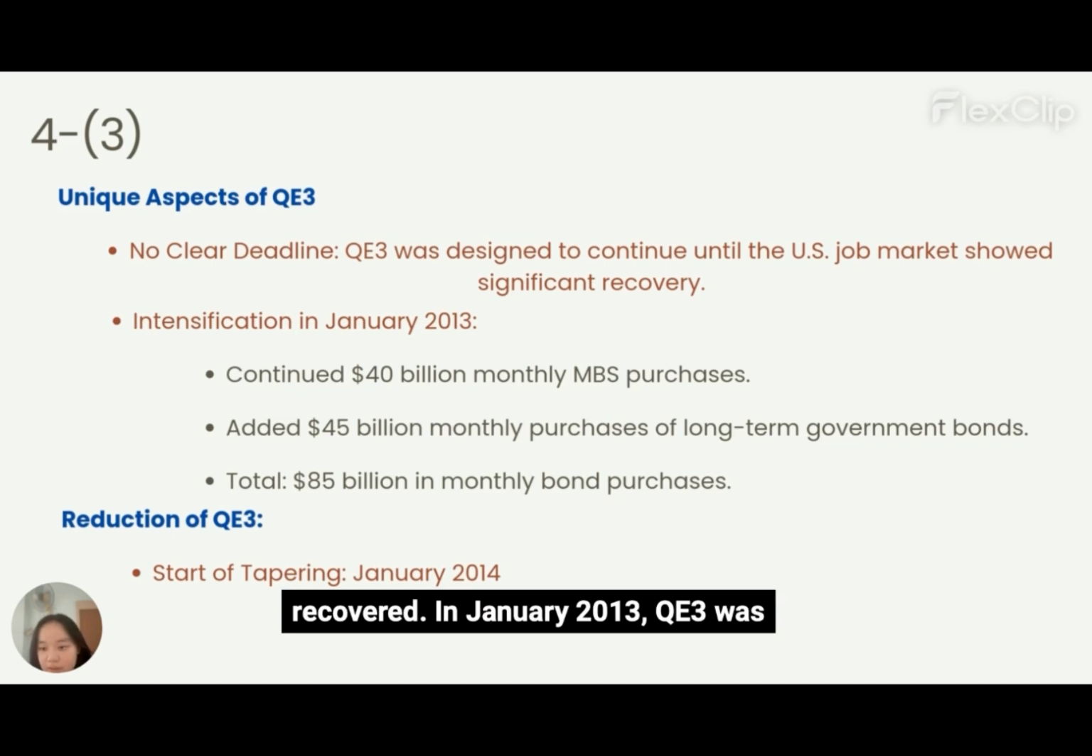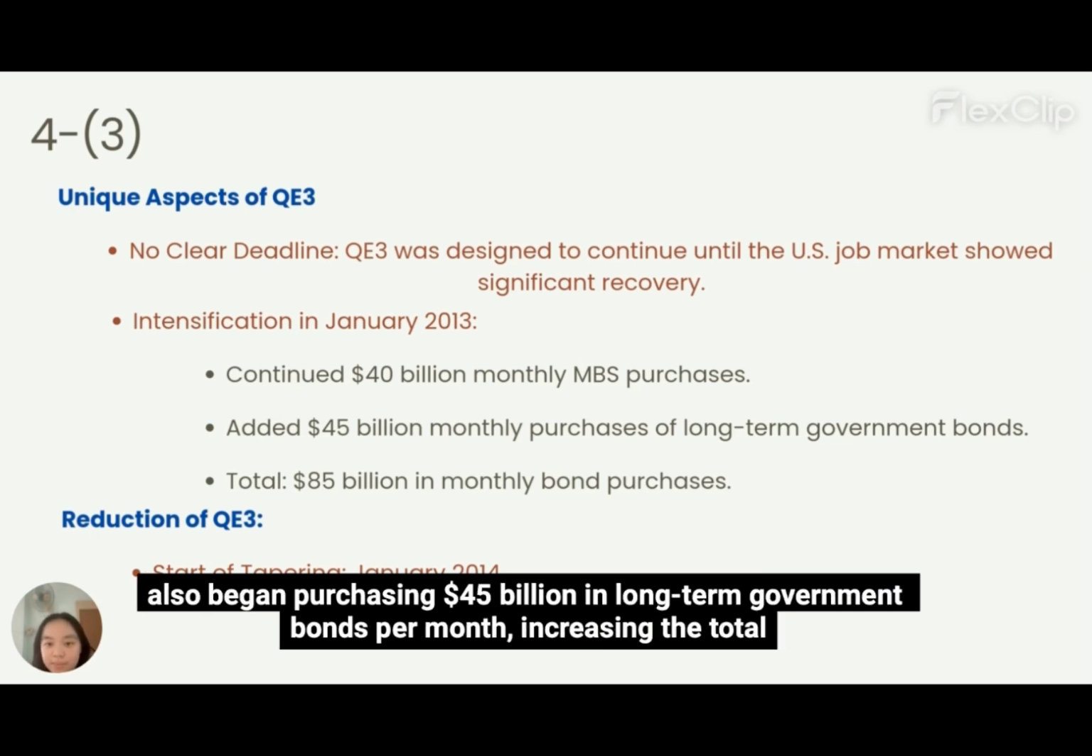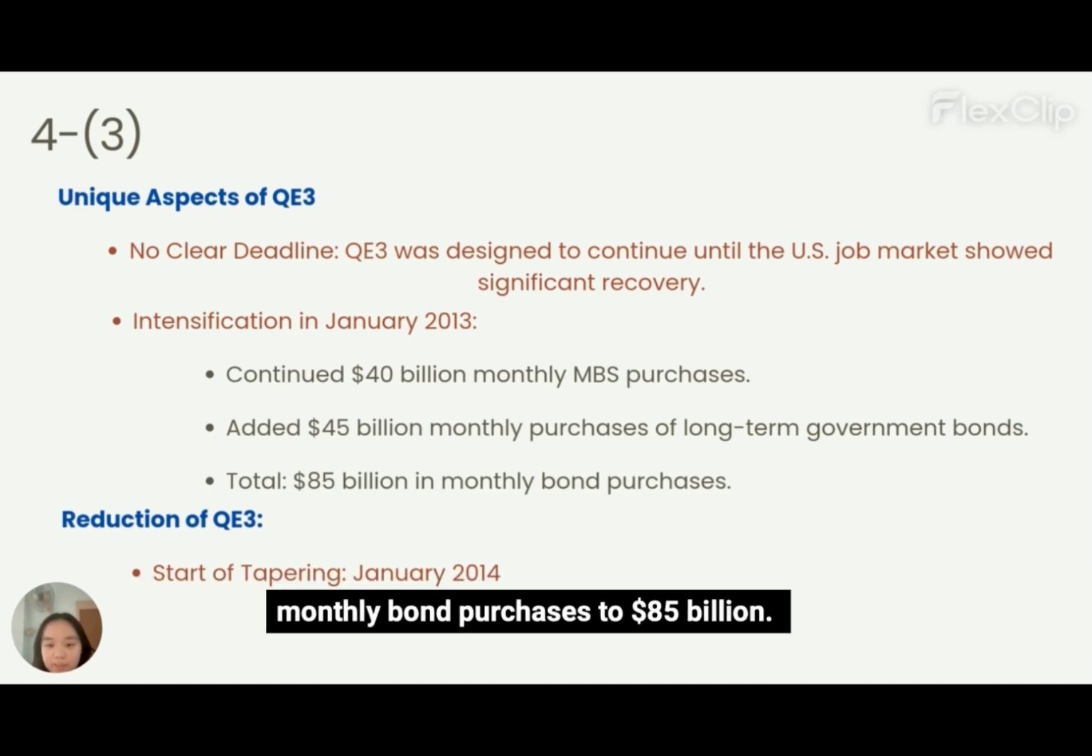In January 2030, QE3 was intensified. In addition to continuous purchase of 40 billion in MBS per month, the Federal Reserve also began purchasing 45 billion in long-term government bonds per month, increasing the total monthly bonds purchased to 85 billion.